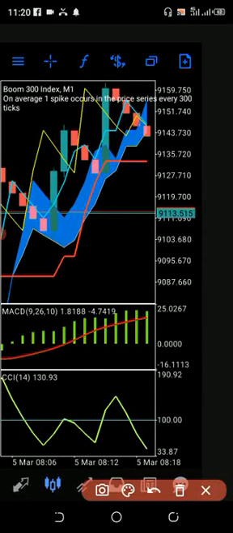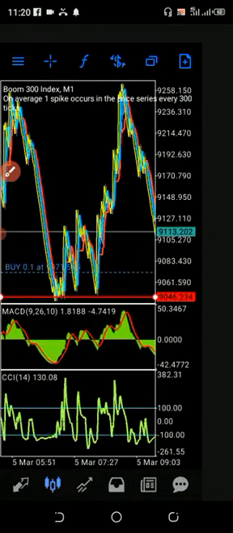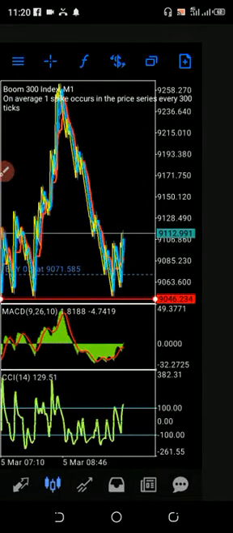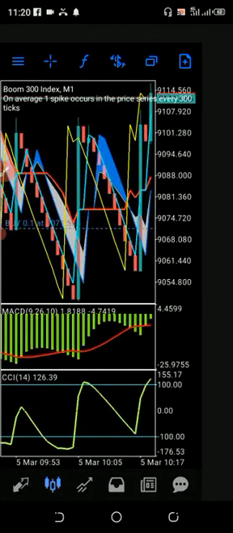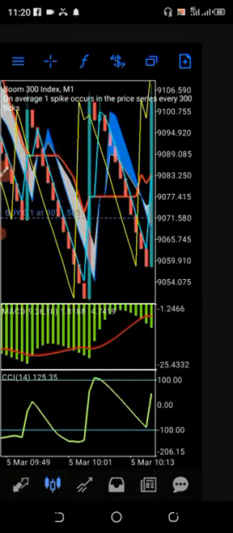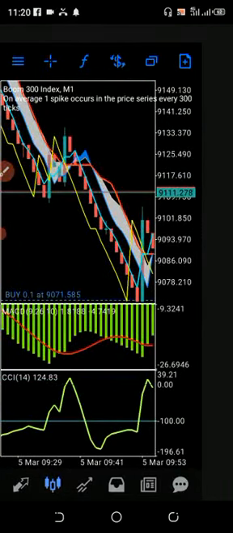Now, let's reduce the screen to the minimum. Look at it. Have you seen it? Now, what do you see? I'm just talking about the main chart now. I've not even entered on MACD and the CCI. Now, zoom it like this. Carefully look at those lines.